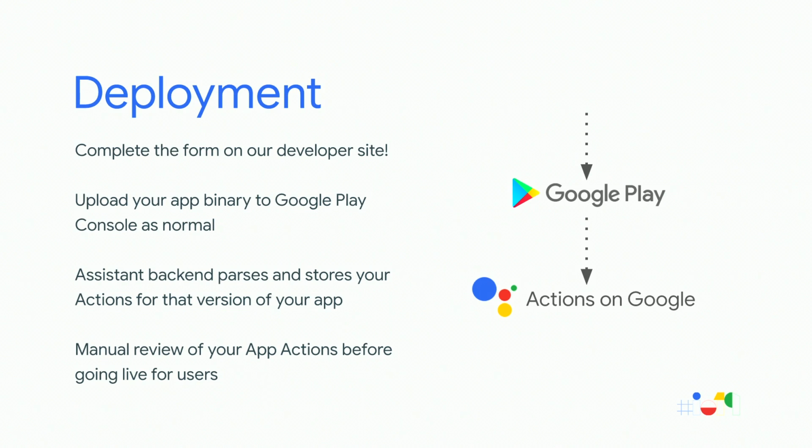And finally, deployment. As Adam C. mentioned earlier, you can start developing app actions today. And it'll go live for end users later this year. To get started, first make sure you've completed the form on our developer website so that we know that you're building app actions. When it comes to deployment time, you're going to upload your regular Android app binary, your APK or your Android app bundle, to Google Play Console as you normally would. We're then going to extract out that actions.xml and send it over to our Actions on Google backend to be processed.